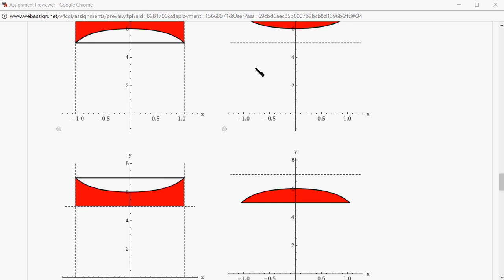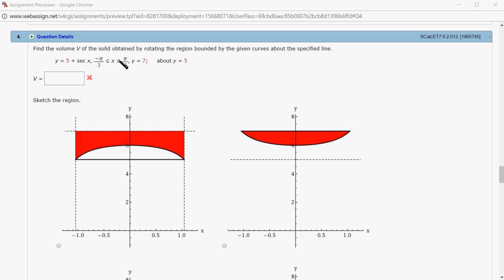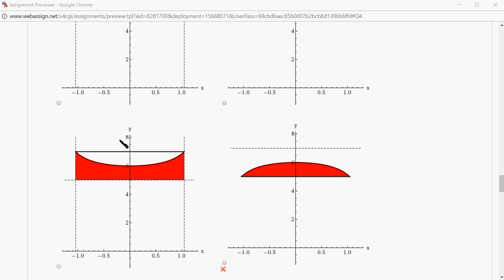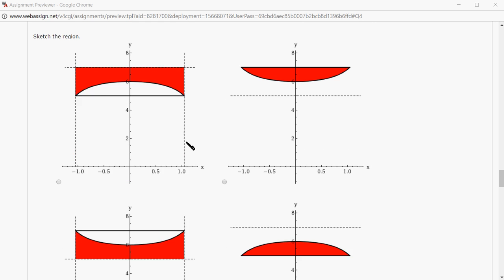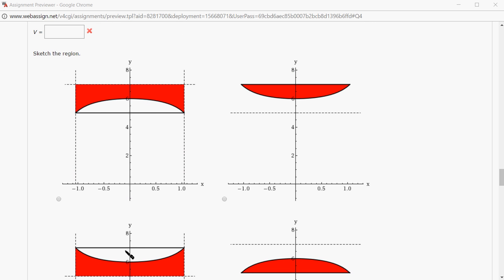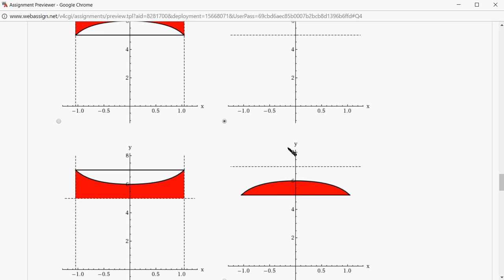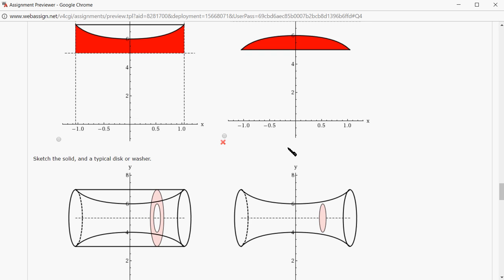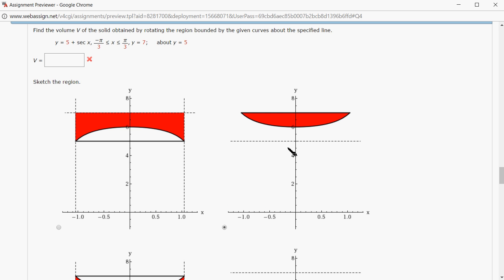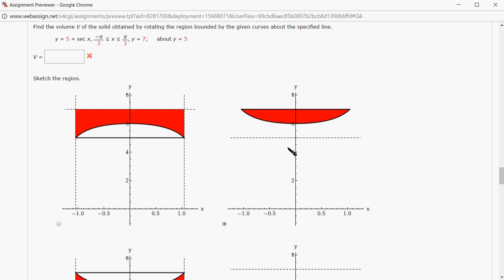Both pictures are correct. Then y equals 7 is right there. So we should shade the region enclosed by y equals 7 and 5 plus secant of x, which is going to be the second picture. So the second picture is the correct picture. Then we rotate it about y equals 5.